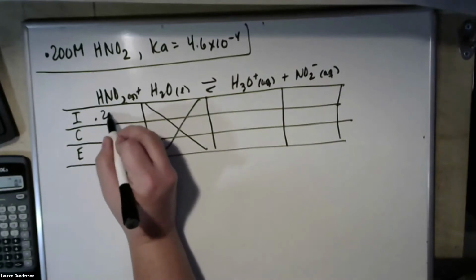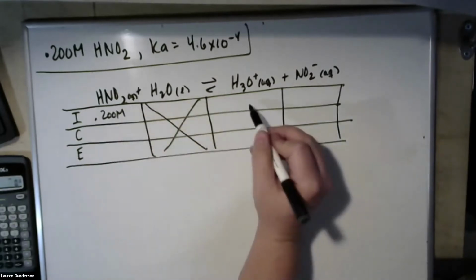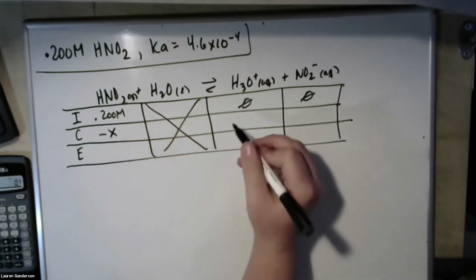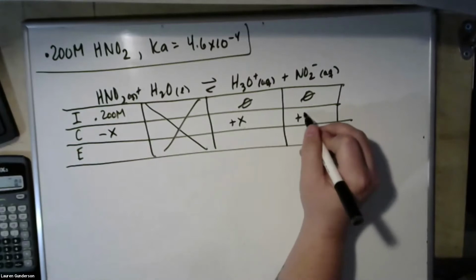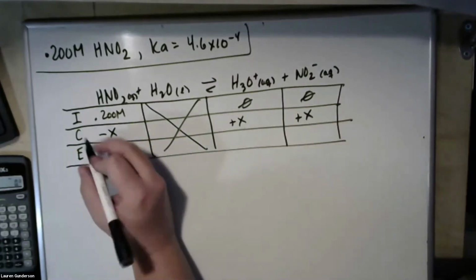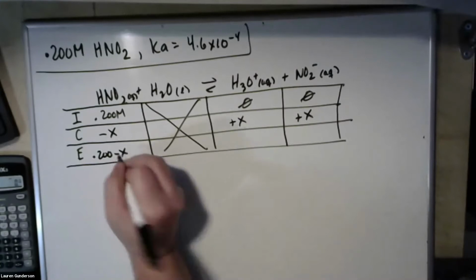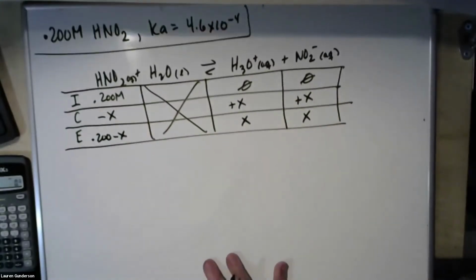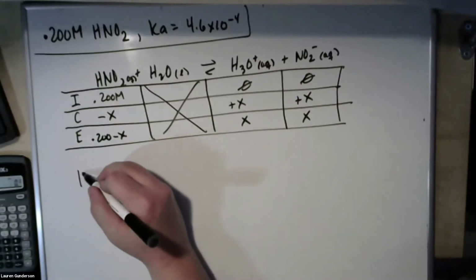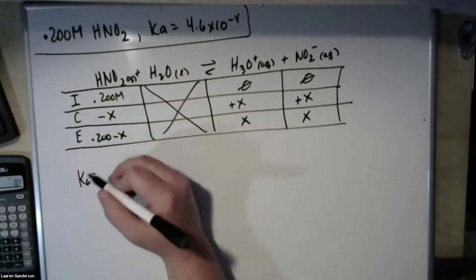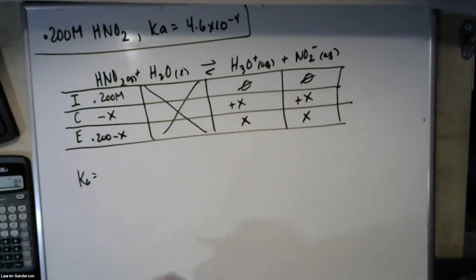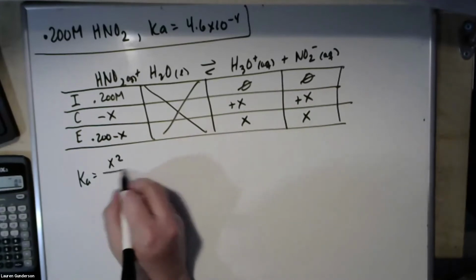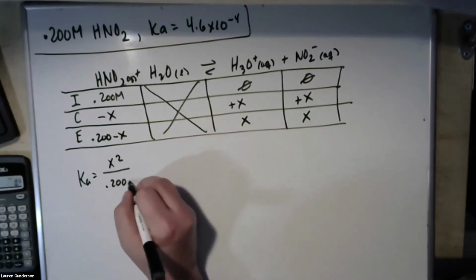Our initial amount is 0.200 molar HNO2. We're going to be losing our HNO2 and we're going to be producing hydrogen ions and nitrite ions. And then our equilibrium concentrations will look like this. Okay, so then we can set up our K expression. Products over the reactants, raised to the coefficients, so we can set it up as a little more shorthand now. So we're going to set it up as x squared over 0.200 minus x.